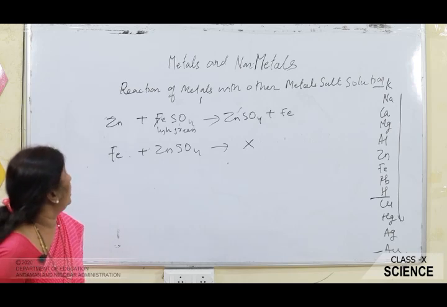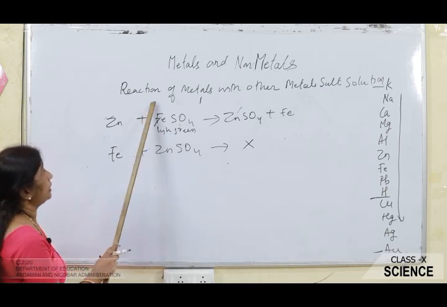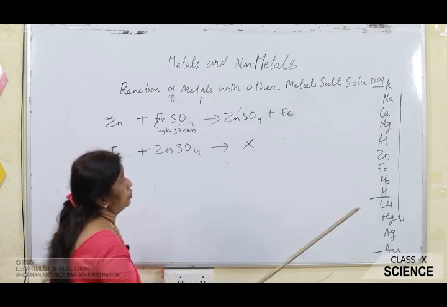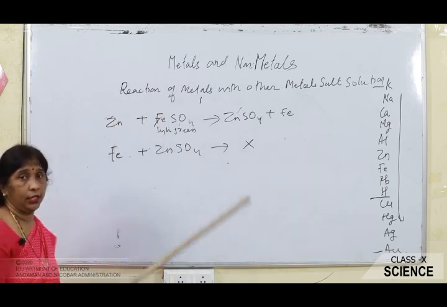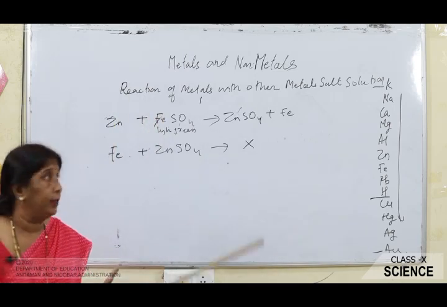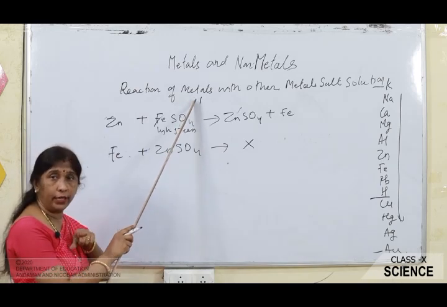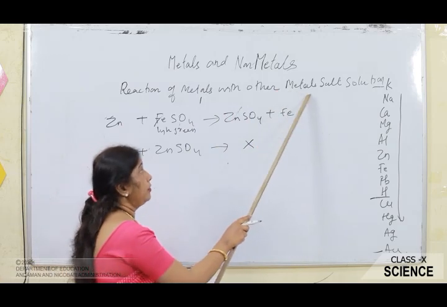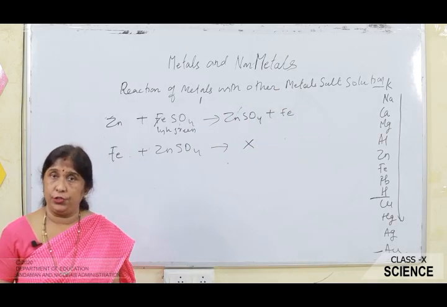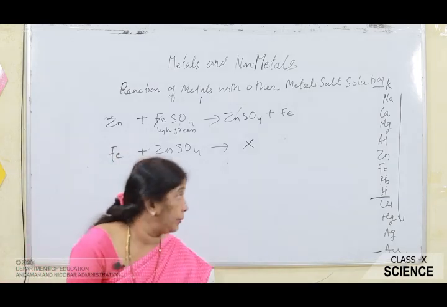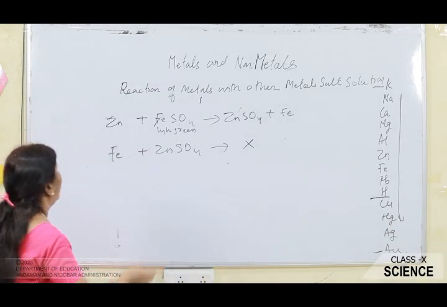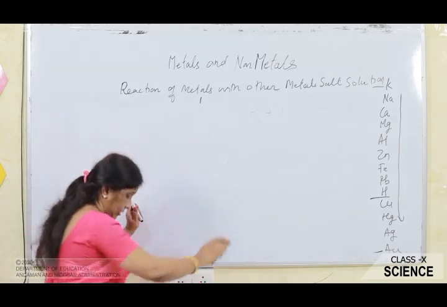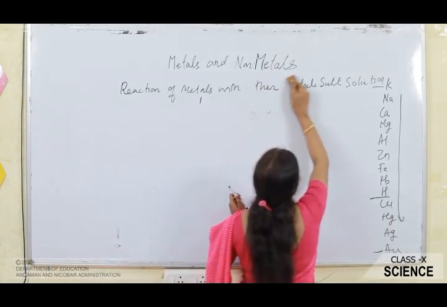So this is how metals react with other metals in their salt solution. This reaction is only possible when the metal is more reactive, or placed above in the series, than the metal present in the salt solution. So this is one chemical property of metals, the reaction of metal with other metals, and we will see another one.